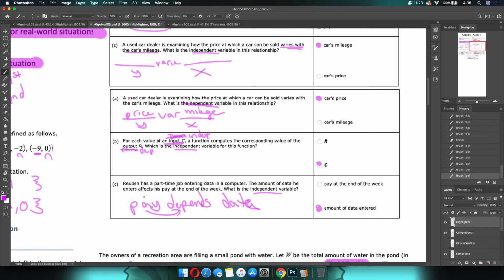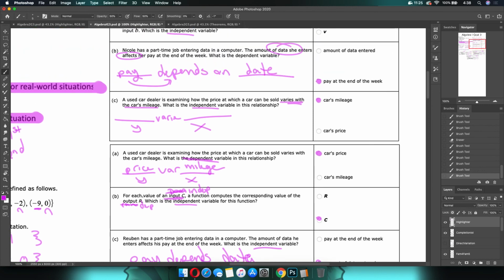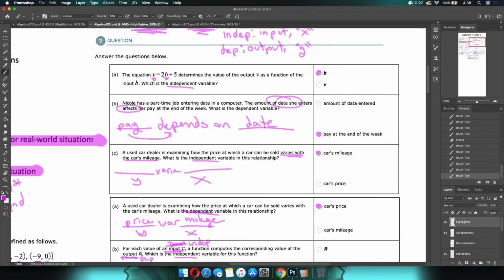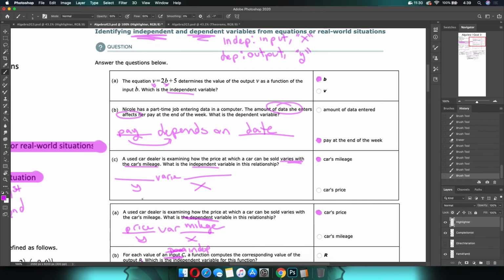So you can see this topic is visually a little bit messy because there's 100 ways you can go about arriving at the same conclusion. And this is one of those rare topics where you actually do have to do the thinking. You're always asking yourself, what depends on what? What depends on what? What depends on what? If you're looking for a one-off strategy, that's probably the best way to do it. V depends on what B is. Pay depends on what the data is. Price depends on what the mileage is. That's the kind of logic that you're doing when you're going through this.